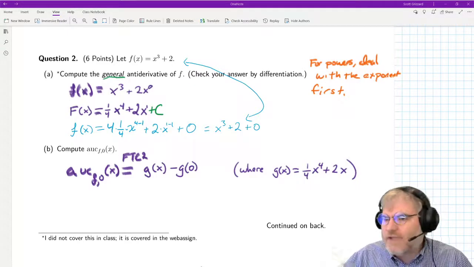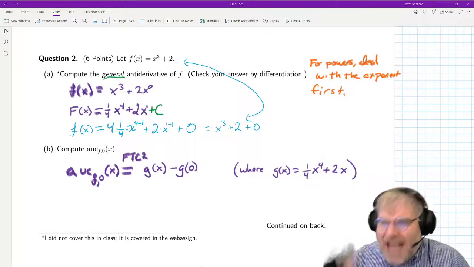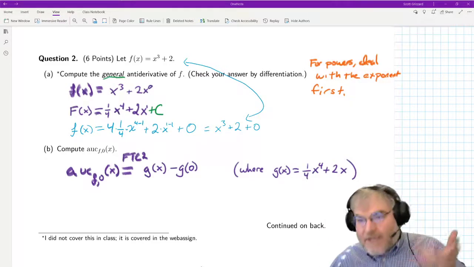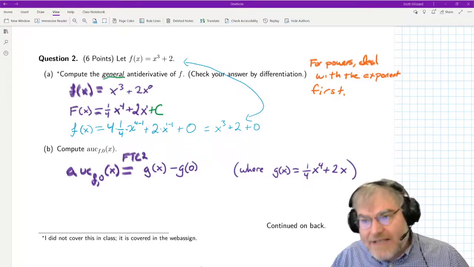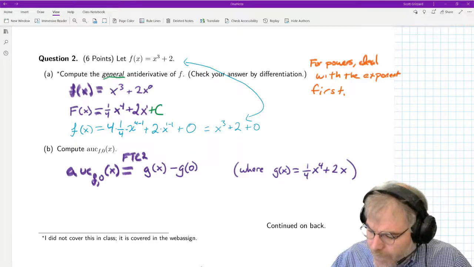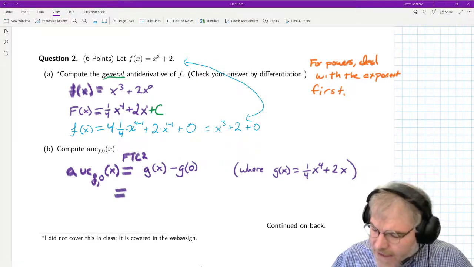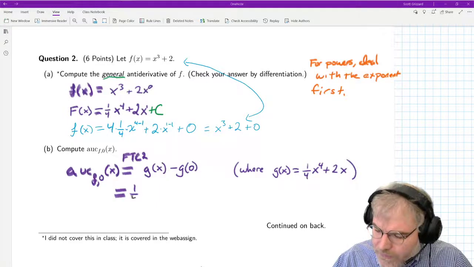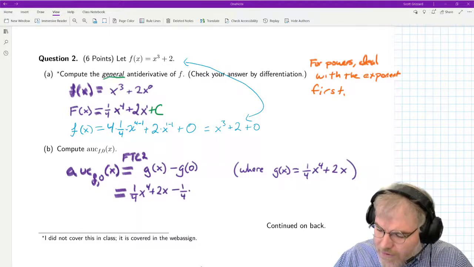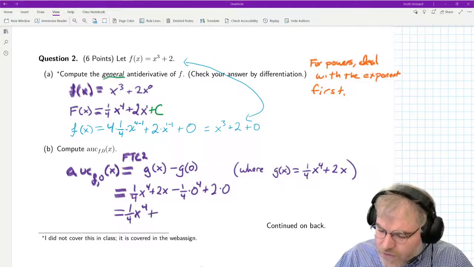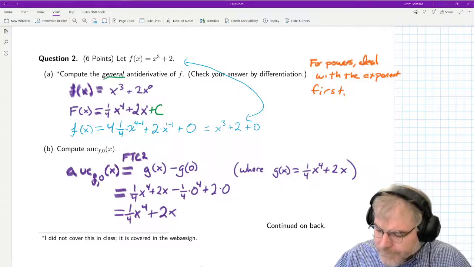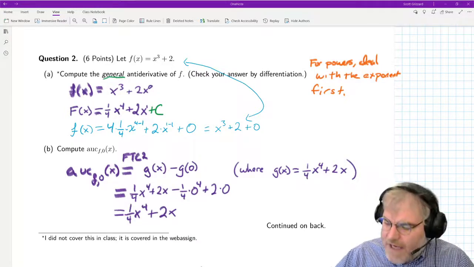Okay, so I'm going to pick one. I don't need a C anymore. The C, who cares? I need an antiderivative, as opposed to the whole family of functions. So this is an antiderivative for f. And that equals here 1/4 x to the 4th plus 2x minus 1/4 times 0 to the 4th plus 2 times 0, which equals 1/4 x to the 4th plus 2x. Okay, and yes, you have to write this step.